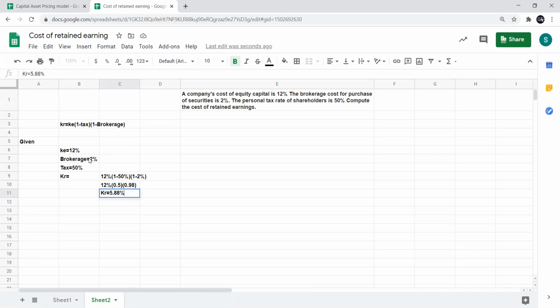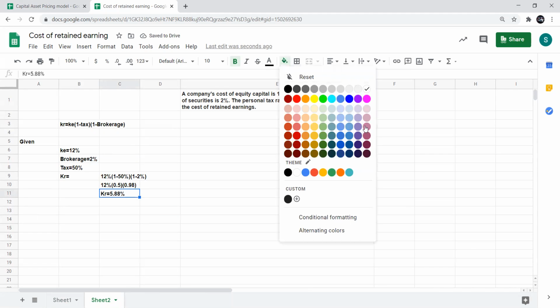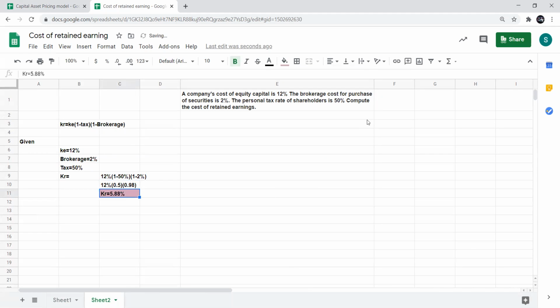5.88%. Compared to your equity capital, this is a cheaper source because whatever the profit that is available in my company, I have used that for the betterment of my company. So a company can possibly go ahead with cost of retained earning in order to finance its venture.